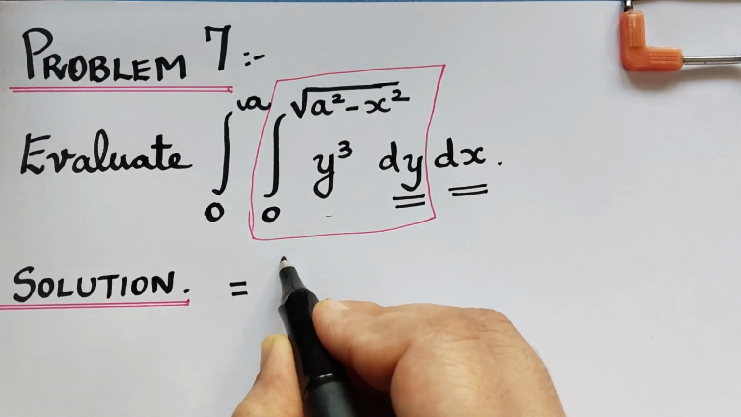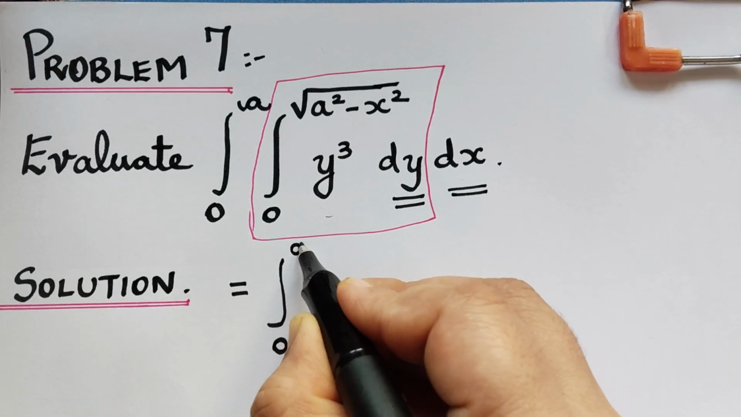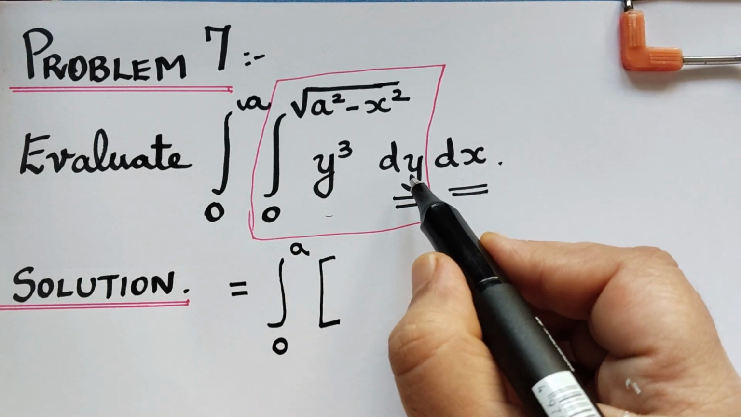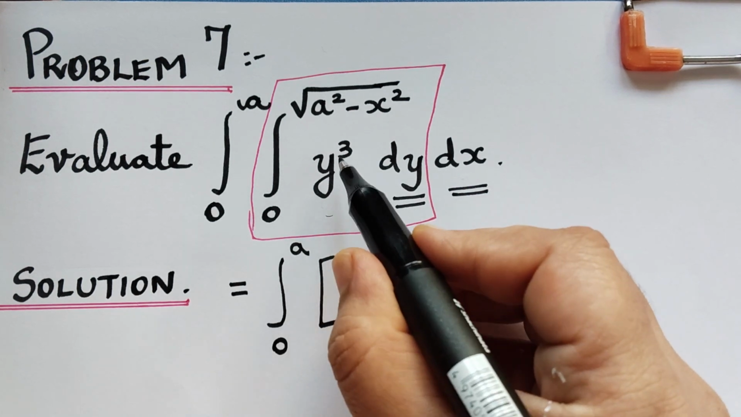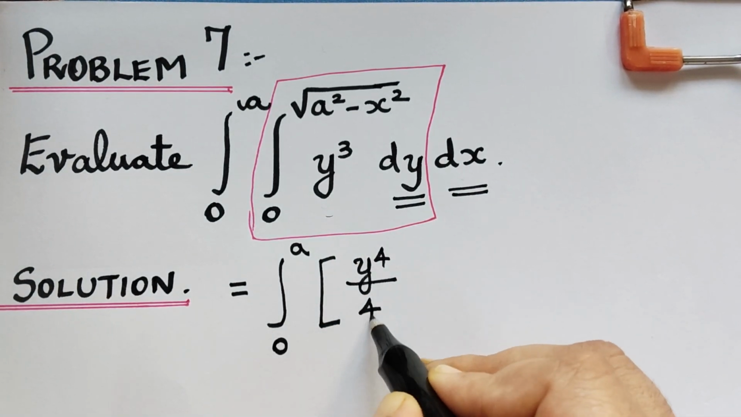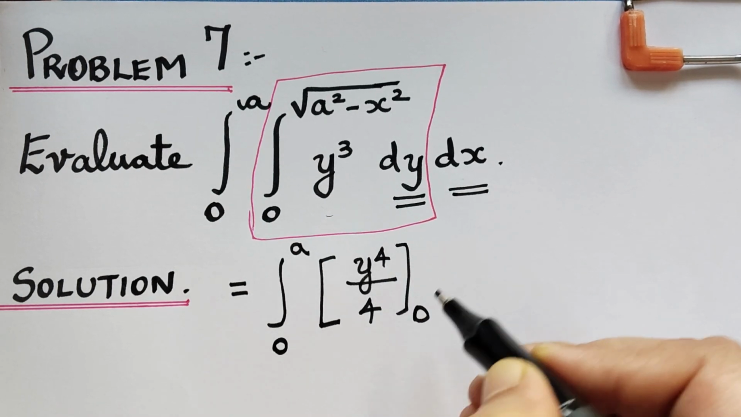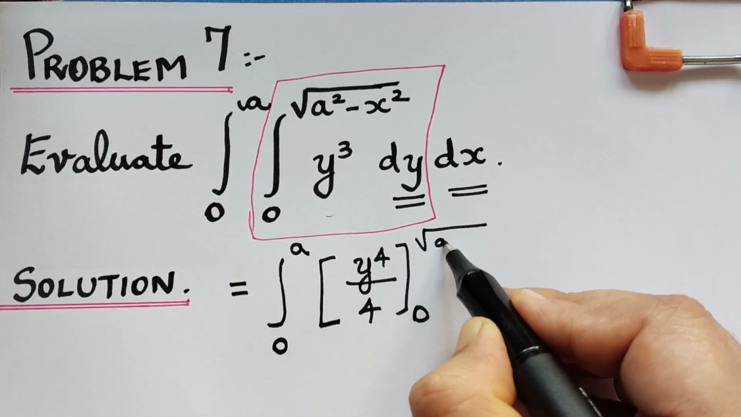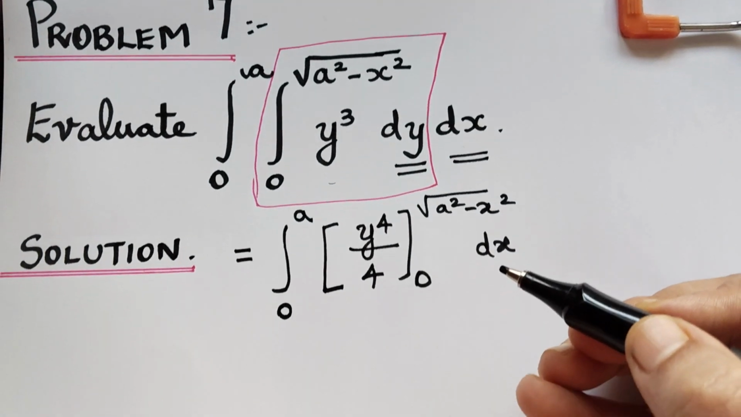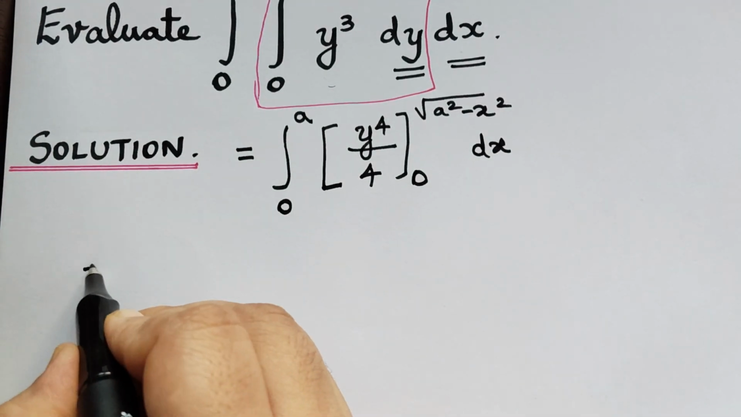So this will be equal to the integral from 0 to a. The outer integral remains the same. Now for the inner integral we have to integrate with respect to y, and since we have y cube over here, we will have y to the power 4 divided by 4 between the limits 0 and square root of a square minus x square, dx. Now we shall apply the limits. So upper limit minus the lower limit.